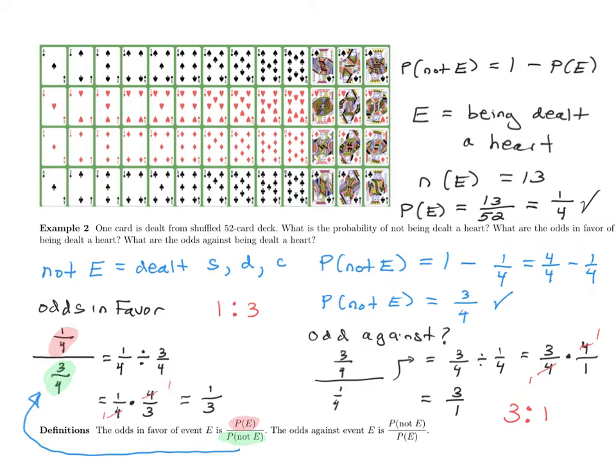So odds and probability are very similar. The difference is within the definition itself. In the denominator, you're not dividing by the probability of the sample space. It's either the probability of E or the probability of not E, depending on if you're talking about in favor or against.